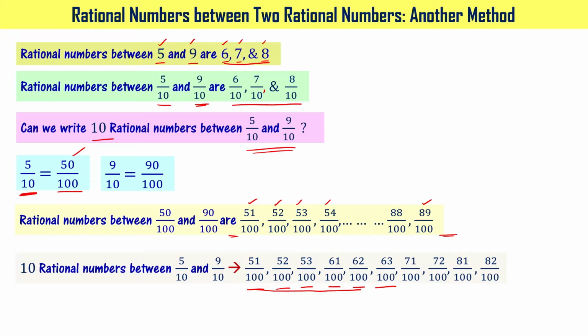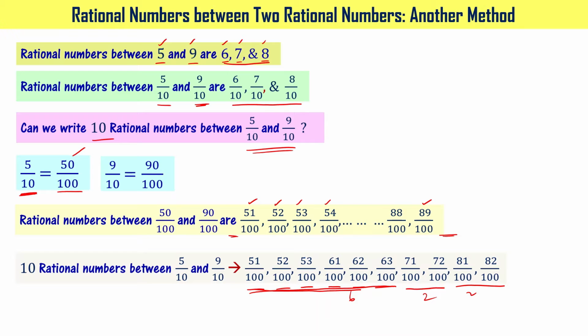So I have gone for the 70 series, 71 and 72, 81 and 82. So 6 plus 2 plus 2, so a total of 10 numbers we have written. You could have taken some other numbers.